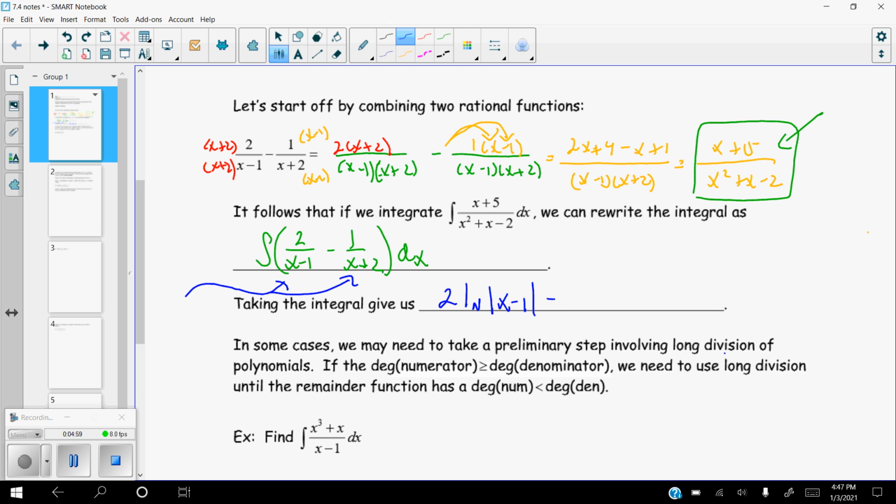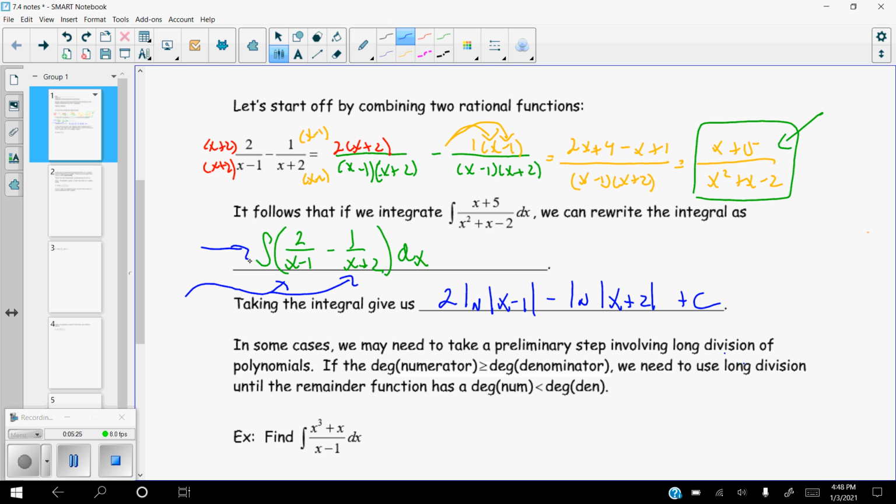Minus 1, I don't have to write that, times the natural log of the absolute value of x plus 2 plus c. So from this form, it's very simple to go ahead and take the antiderivatives. Of course, they will get a little bit more challenging when the denominators are not necessarily going to be linear, or the numerators don't always happen to be constants.